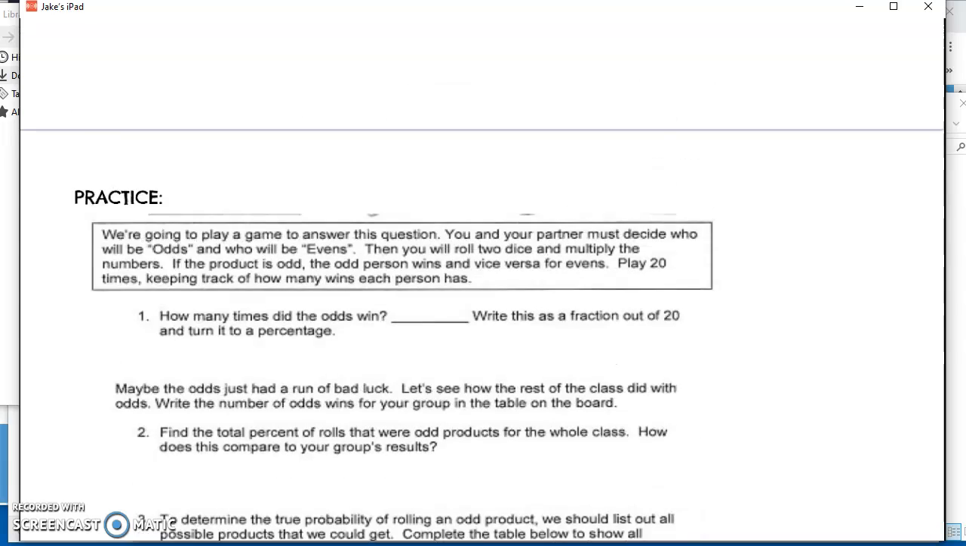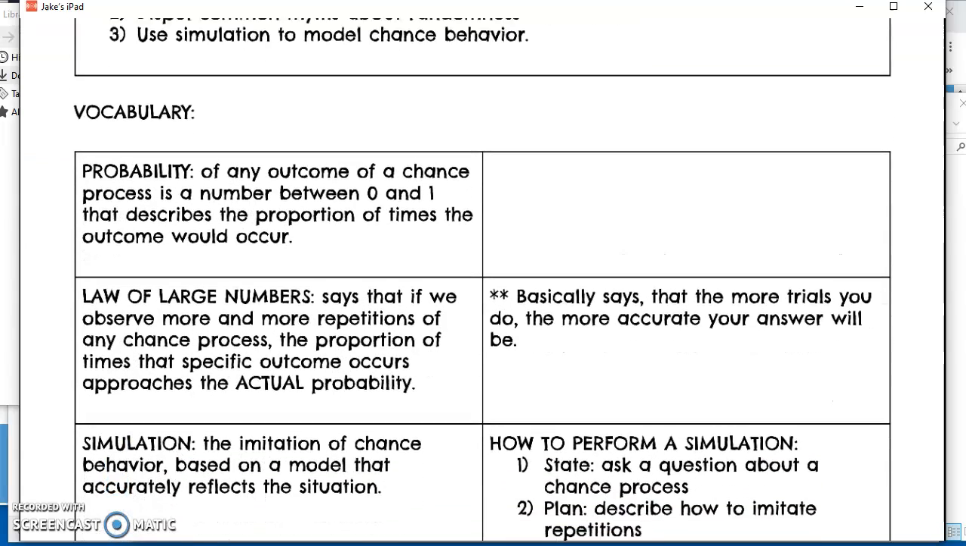Later in class, we'll be going over some practice examples.